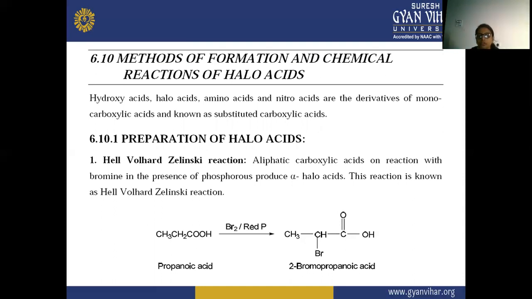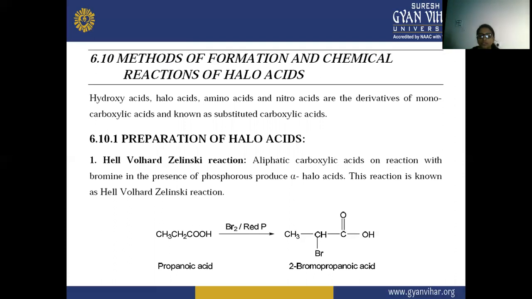So on the alpha position, a halogen will get attached, meaning that bromine will get attached, and this reaction is known as your Hell-Bullard-Zelinsky reaction. Here you will study that propanoic acid, which is an aliphatic carboxylic acid, as you can see that the hydrocarbon chain is attached to this carboxylic acid. When this is reacted with bromine in the presence of red phosphorus, then there is a formation of 2-bromopropanoic acid.